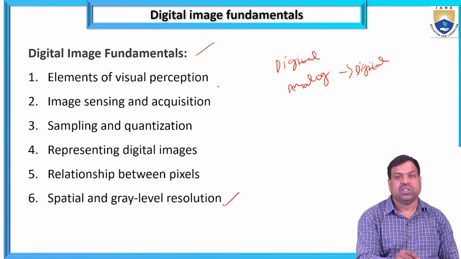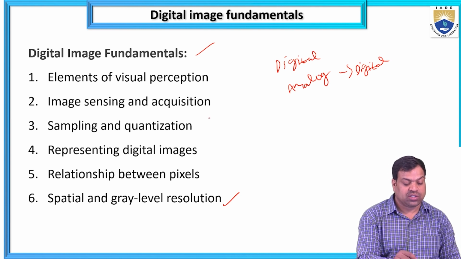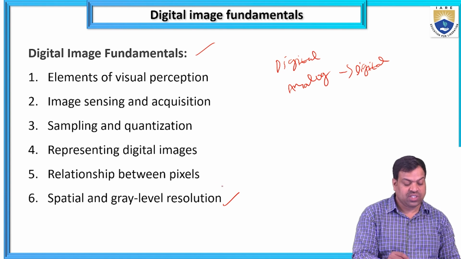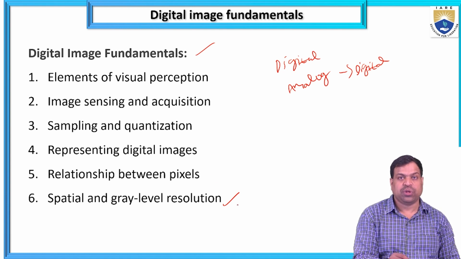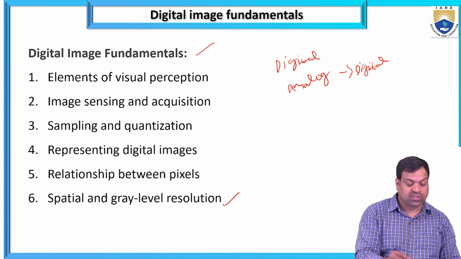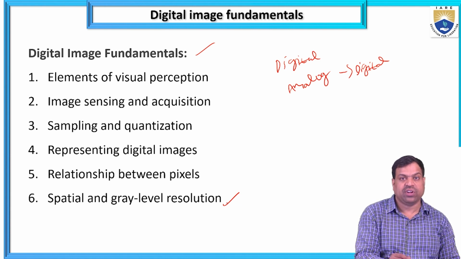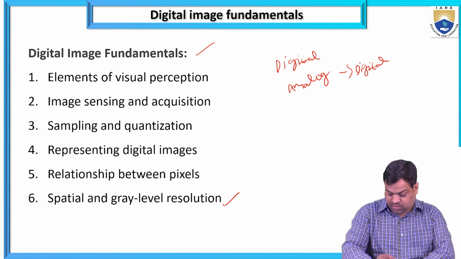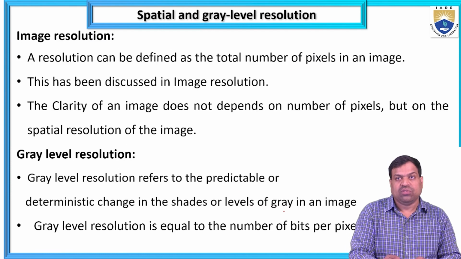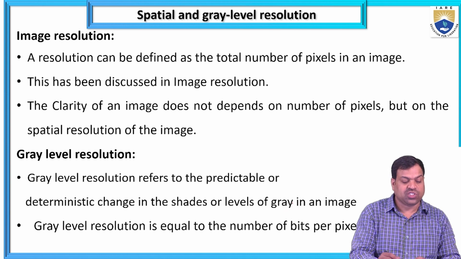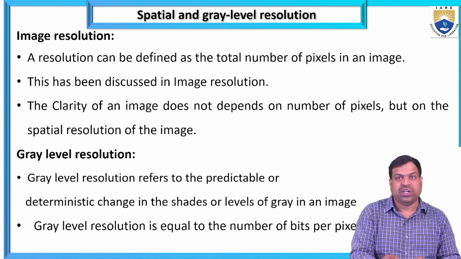Elements of visual perception, image sensing and acquisition, sampling and quantization, representing digital images, relationship between pixels, spatial and gray level resolution. In the previous sessions, these were completed. So now I am going to spatial and gray level resolution. So what is spatial and gray level resolution? Before going to it, we are discussing image resolution. Image resolution can be defined as the total number of pixels in an image.